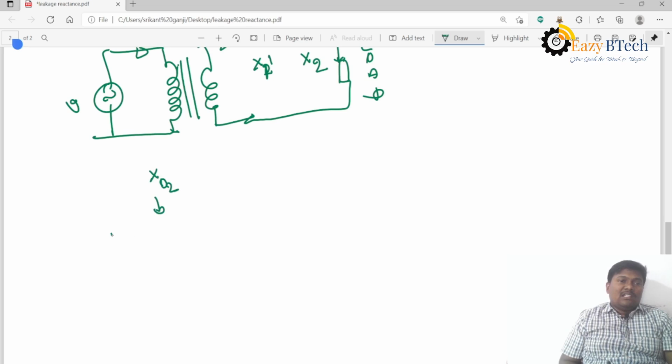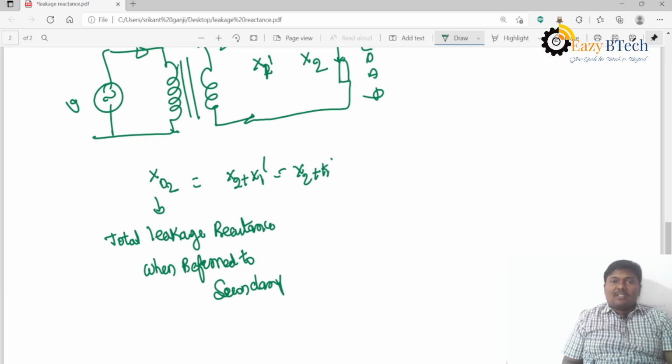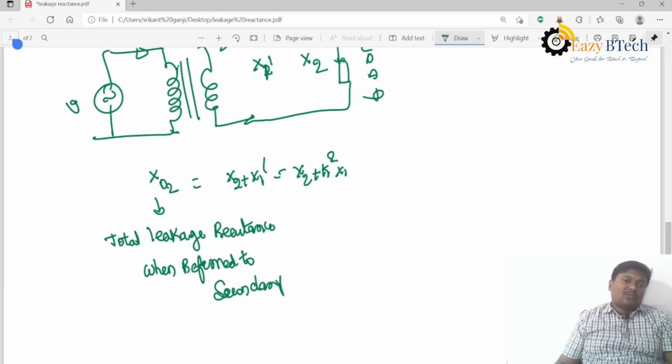Now the total leakage reactance when referred to secondary is equal to X2 plus X1 dash, that is X2 plus K square times X1.